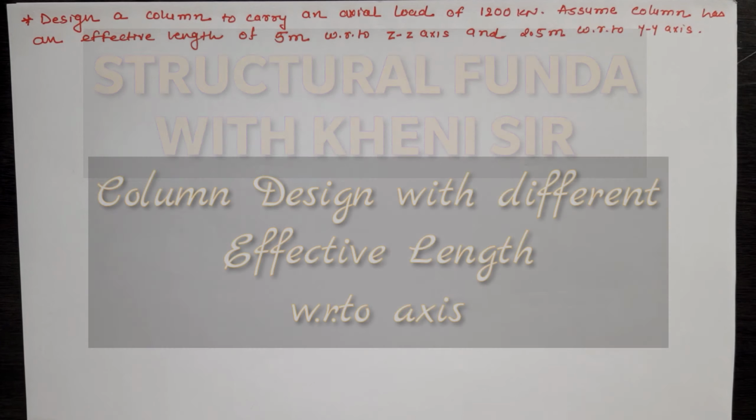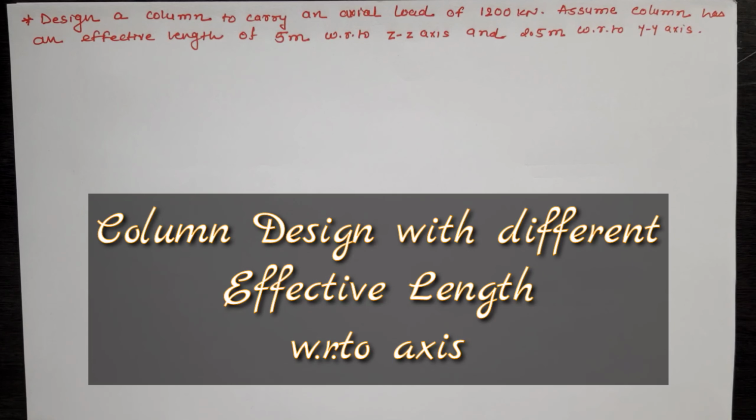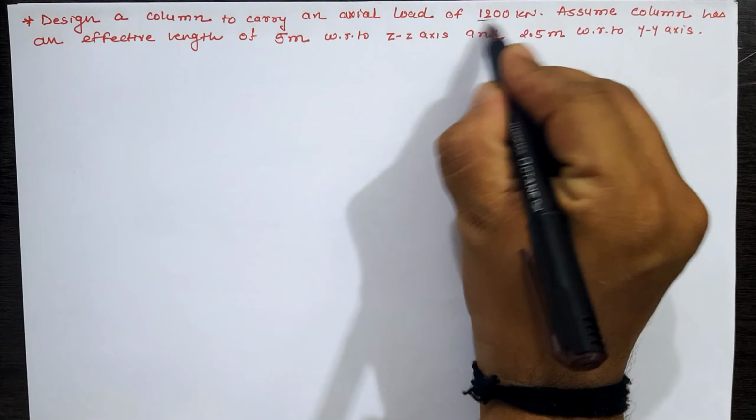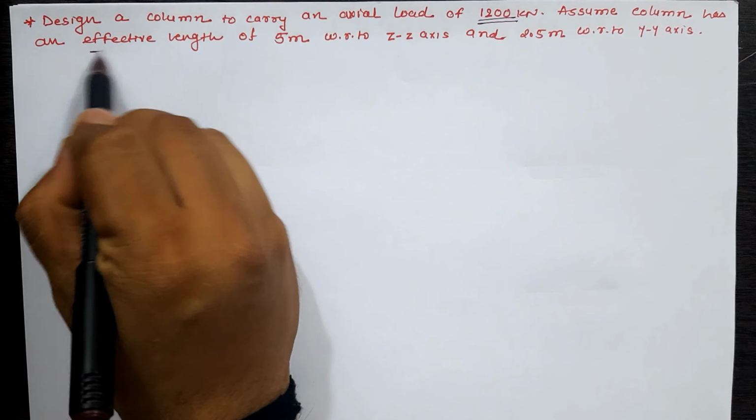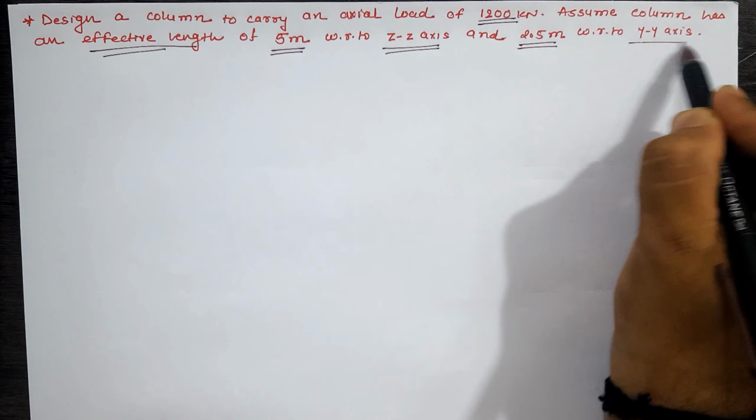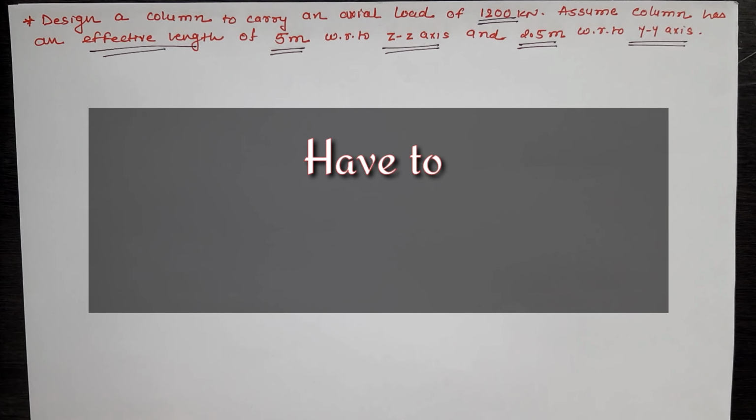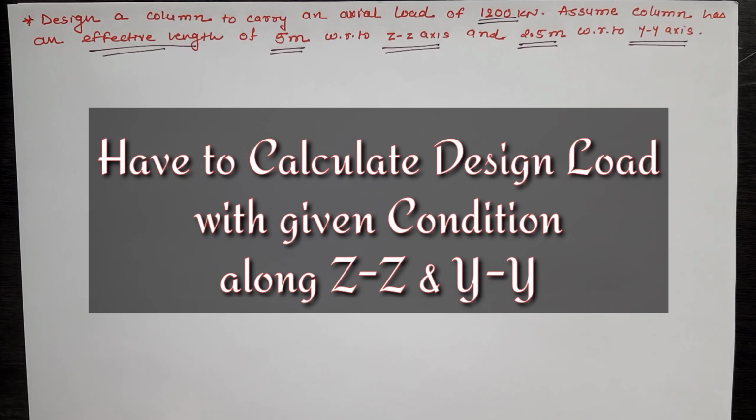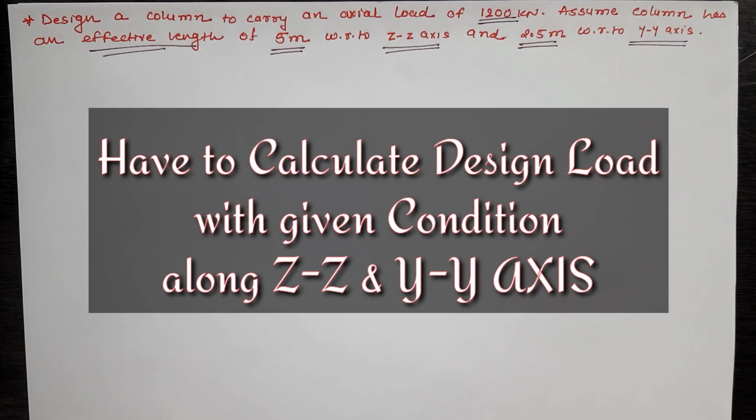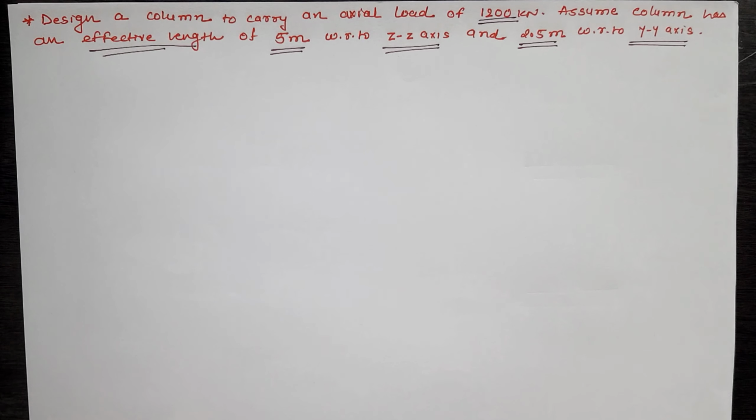Today we are going to design a column with the given condition of an axial load of 1200 kilonewton. We have given the effective length as 5 meter with respect to the zz axis and 2.5 meter with respect to the yy axis. It means that we have to calculate two design loads, in the zz axis as well as the yy axis, and according to that we can find out the total design load of the column. So let us design the section.